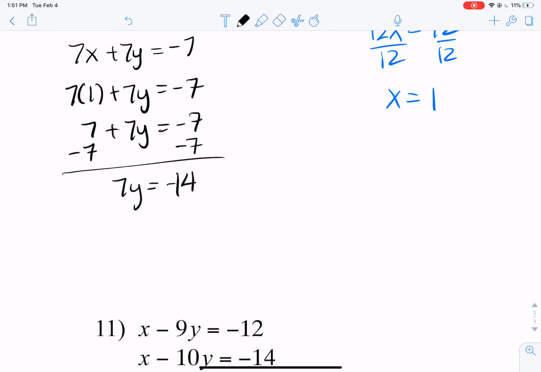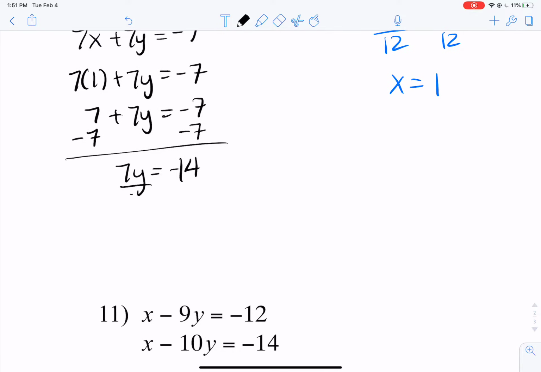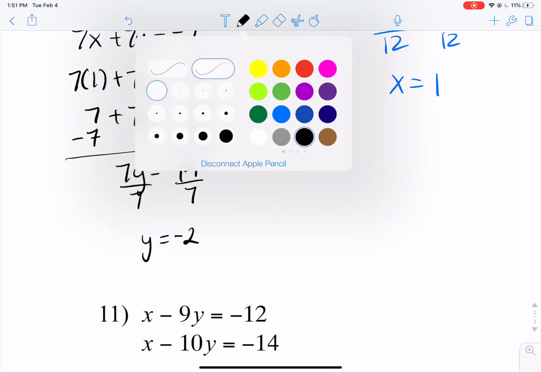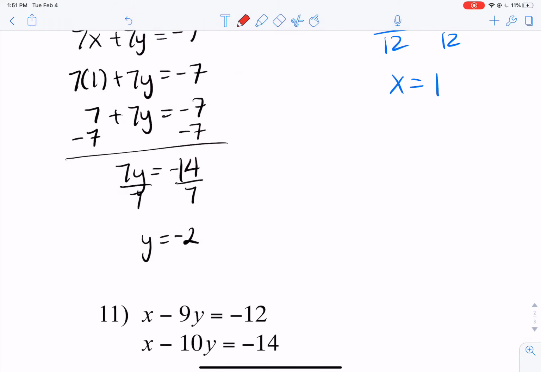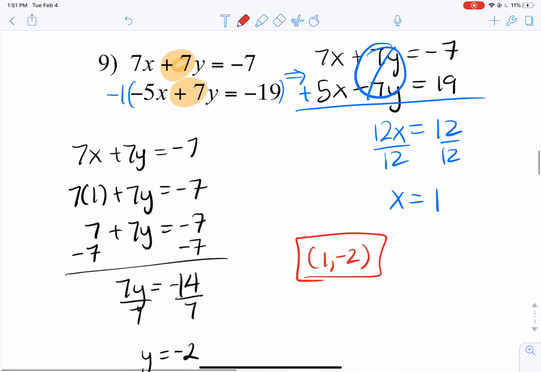A bunch of 7s in that row right there, okay? So I divide by 7 and y is equal to negative 2. Seems like I said the number 7 a lot in that one. All right, so your x value is going to be 1 and your y value is going to be negative 2. So that's going to be the solution for number 9.